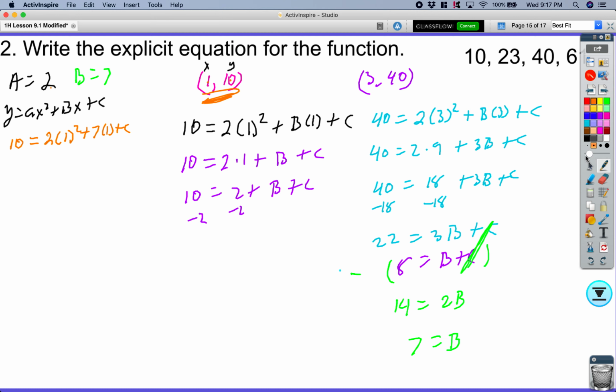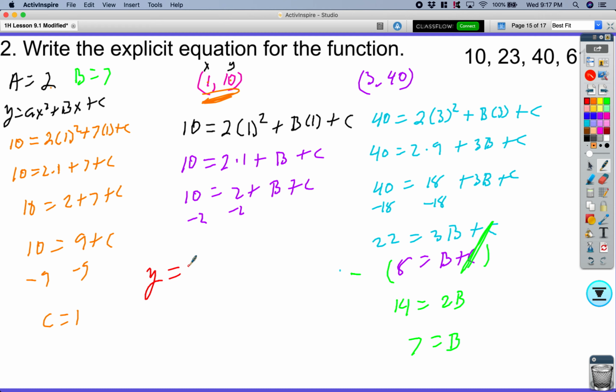Okay, so now let's go ahead and continue to solve this one. And we're going to solve for c here by having 10 equals 2 times 1 plus 7 plus c. And then we're going to have 10 equals 2 plus 7 plus c, to have 10 equals 9 plus c. And when I subtract 9 on both sides, I am going to have c is equal to 1. Now that I did all of that, I can go ahead and write it in standard form. And we can do that in red, which is just y equals 2x squared plus 7x plus 1.